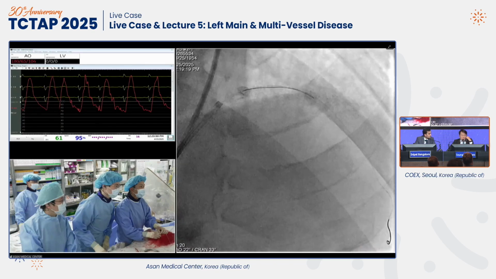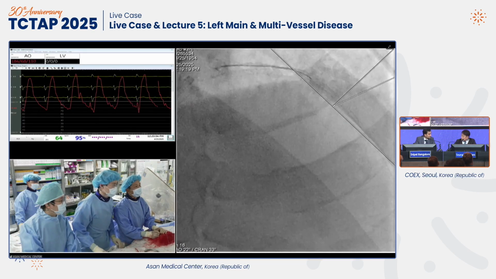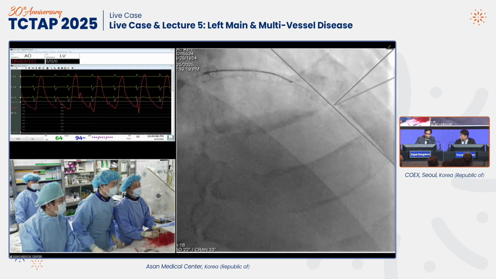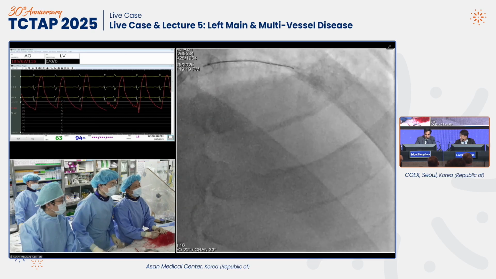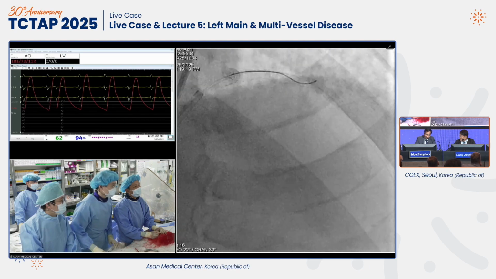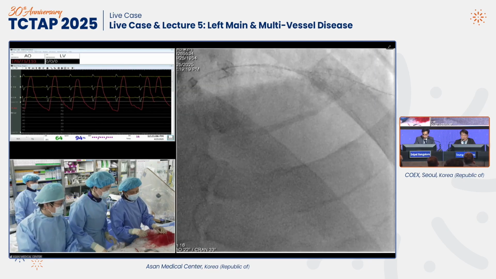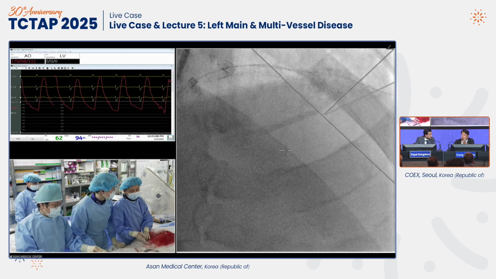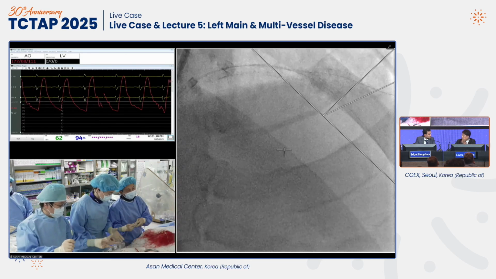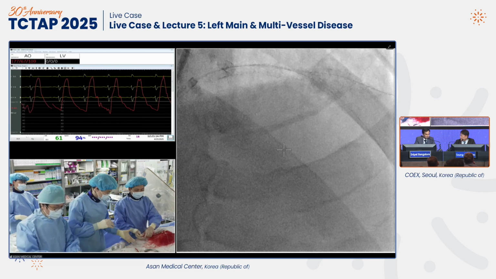Angiographically it's getting better, right? Yeah, absolutely. And I think this was a safer strategy because the diagonal had not only a dissection, there was a hematoma also. So I think this is much safer. I believe angiographically good results usually mean a good clinical outcome. I believe so. That's right.